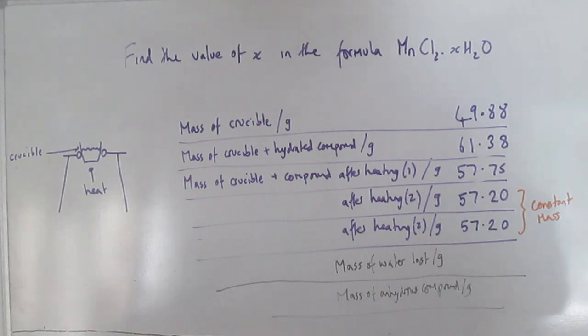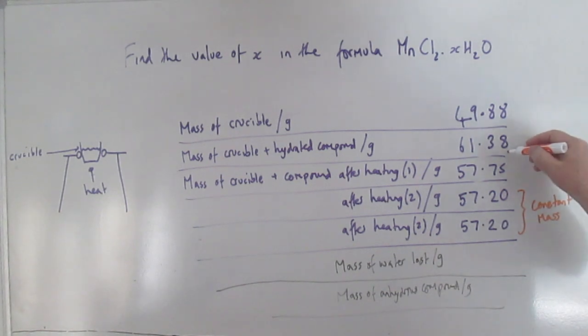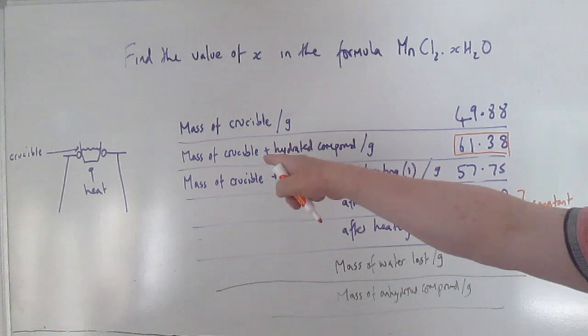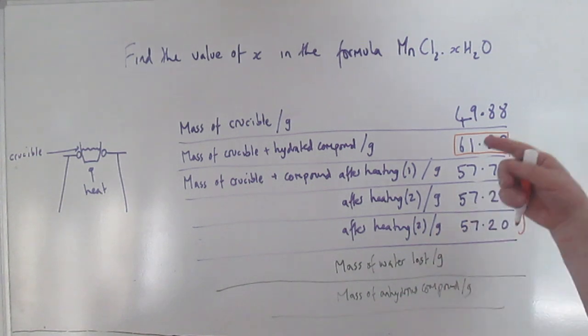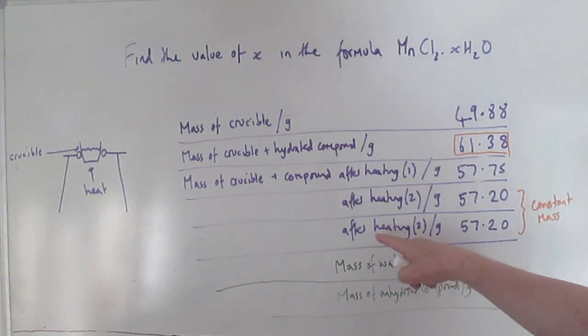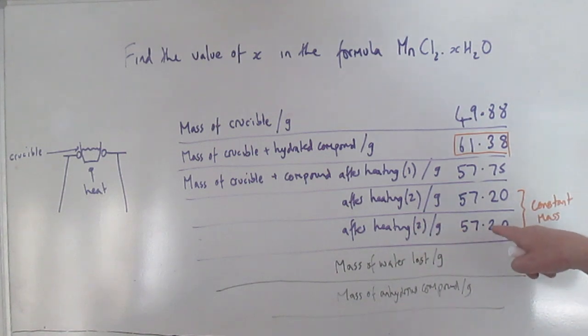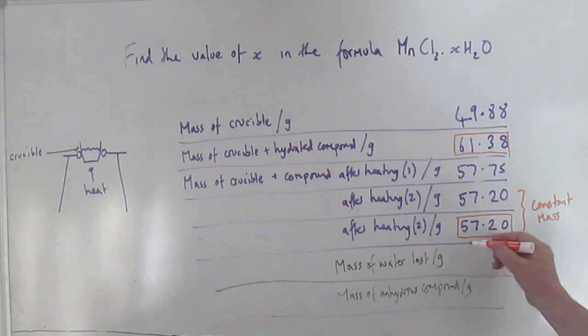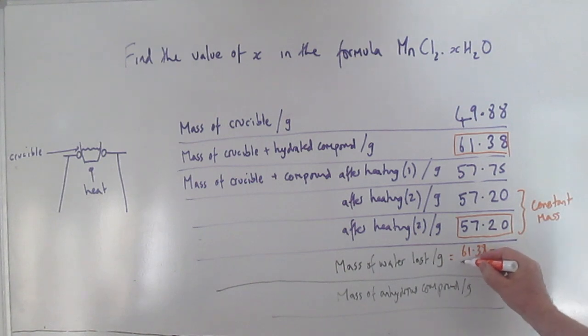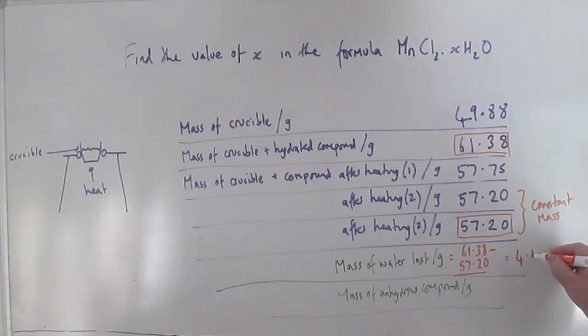So the mass of the water lost. Before we heated it, we had this 61.38, because that's the mass of the crucible plus the hydrated compound. At the end, of course, the crucible is still there, but the water is gone. So this final mass here, after we've heated to constant mass, is the crucible plus the anhydrous compound. And so the difference between those two numbers is the mass lost. So that's equal to 61.38 minus 57.20, which is 4.18 grams.